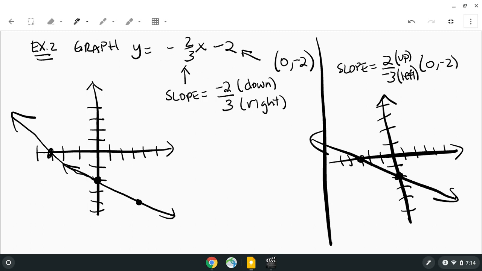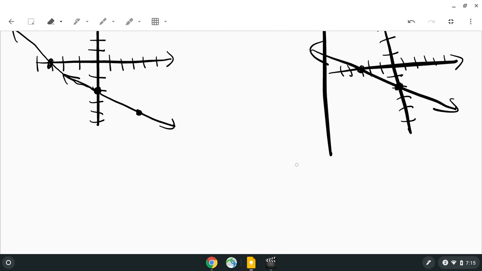You can place it in the numerator, in which case you would go down, or you can place it in the denominator, in which case you would go to the left. Okay, just remember, positives on the y are up. Positives on the x are to the right.